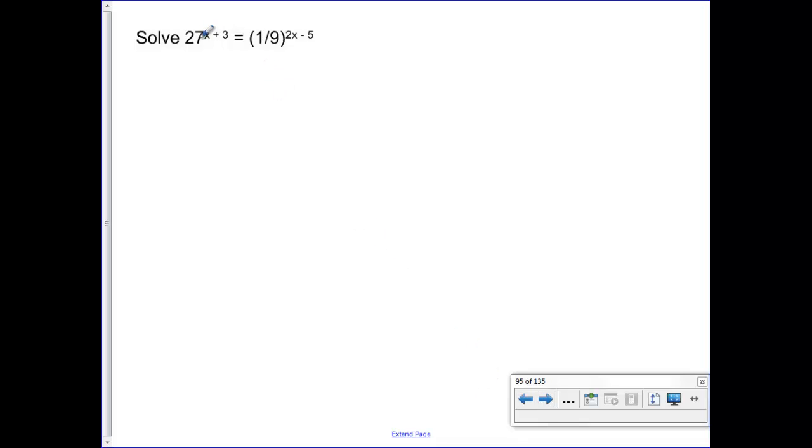Okay, let's start with the 27 then. 3 to the 3 works for 27, yeah. 27 is 3 to the 3. Could that be 3 to the minus 2? Well done. One more thing here then. Aiden already pointed this out. 1 over 9 is 3 to the minus 2.